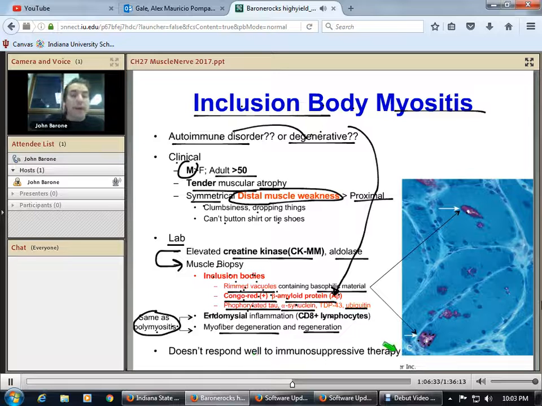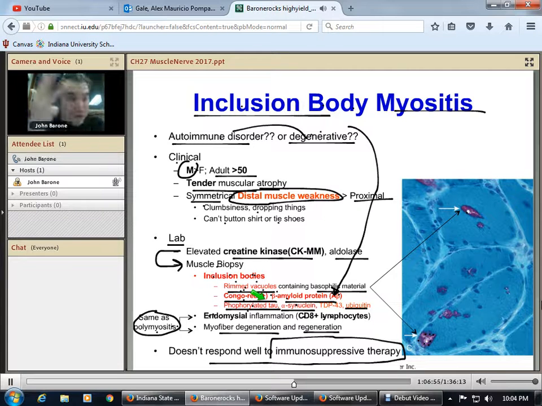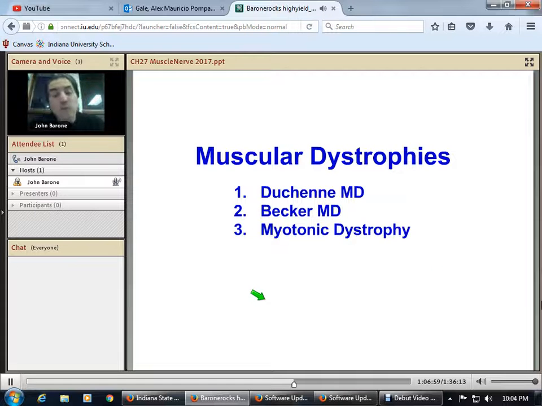Very cool. Now, since it is degenerative, it does not respond well to immunosuppression. So again, we think it's autoimmune. It just doesn't respond well because it has this degenerative quality to it. So that's different as well. So it's males, it's older, it's distal, it's got inclusion bodies, which is different than the other two, and it doesn't respond well to steroids. The other ones respond beautifully to steroids. So this is like the weird one. It's a different one.